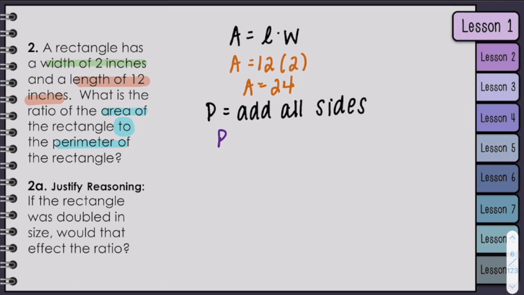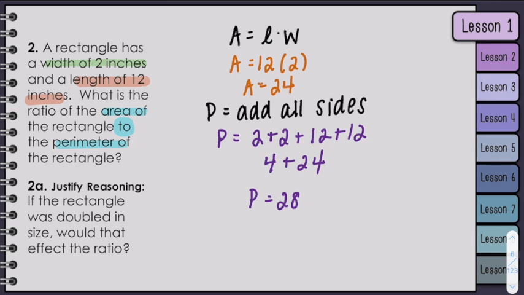Your perimeter is going to be adding up all the sides. So we have 2 widths, so 2 plus 2, and then we're adding 12 plus 12 because we have 2 lengths to make a rectangle. So we have 4 plus 24. The perimeter is going to be 28.